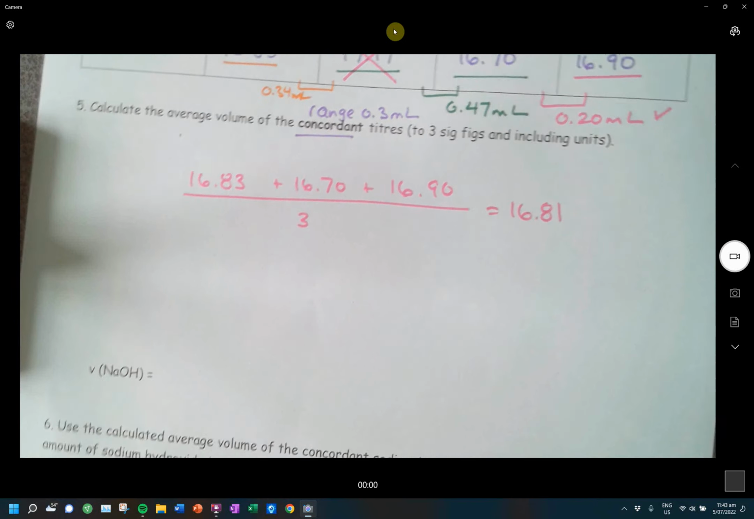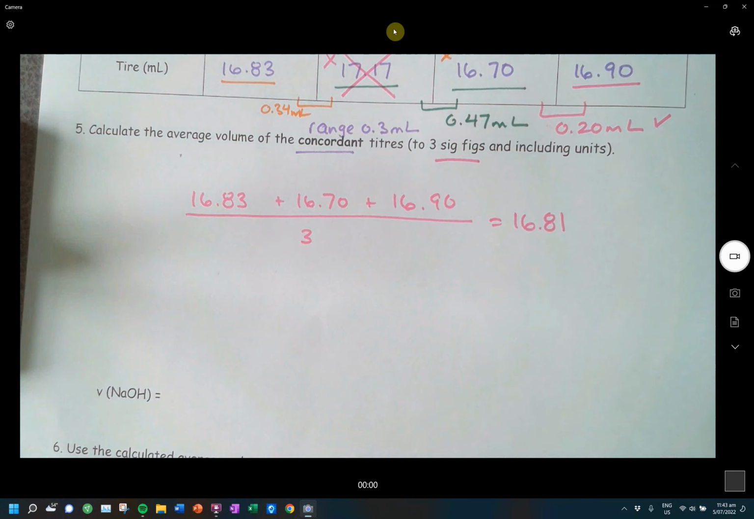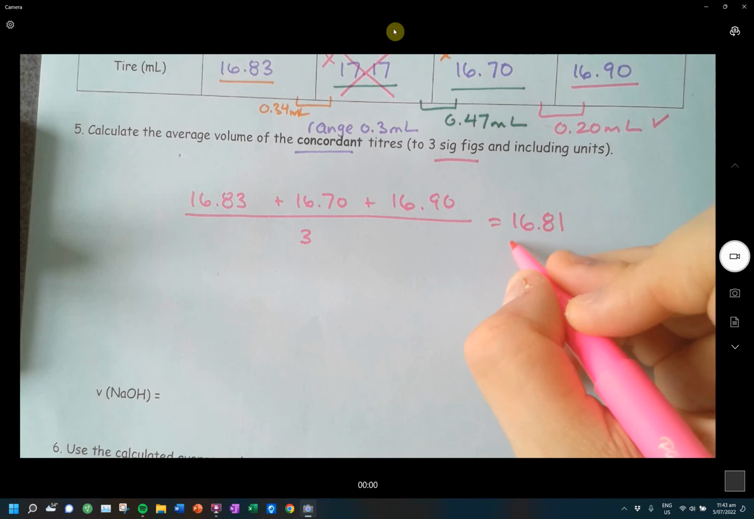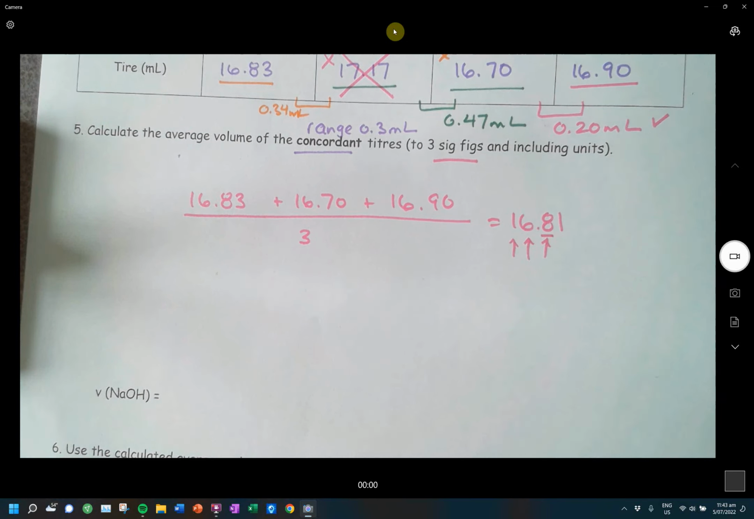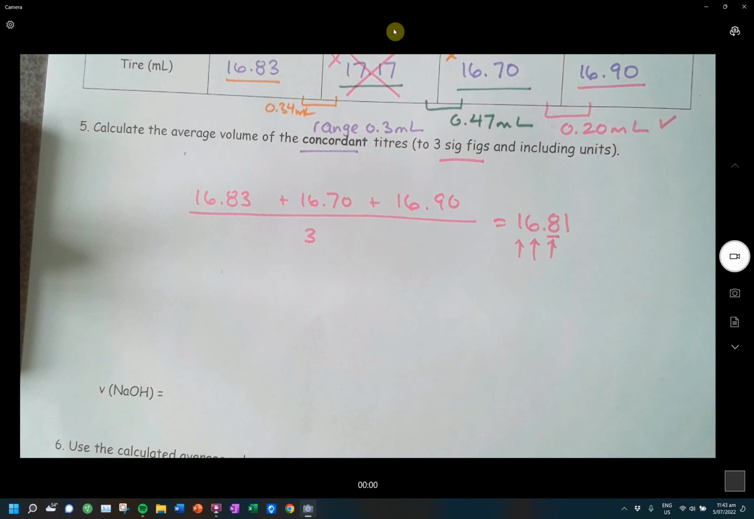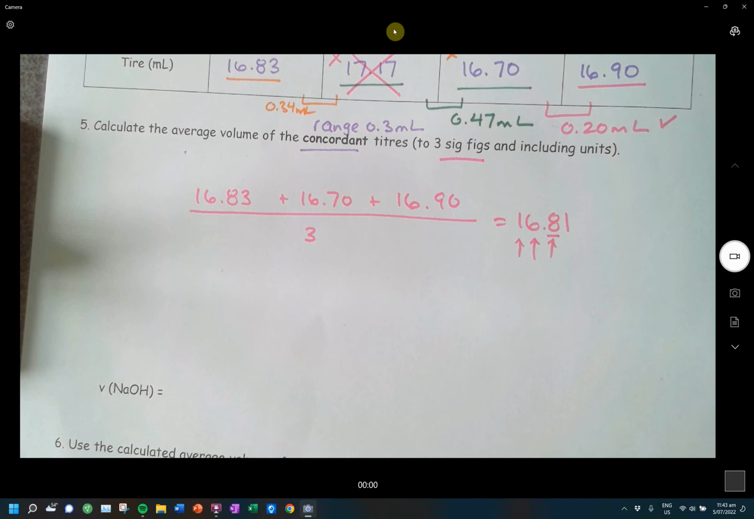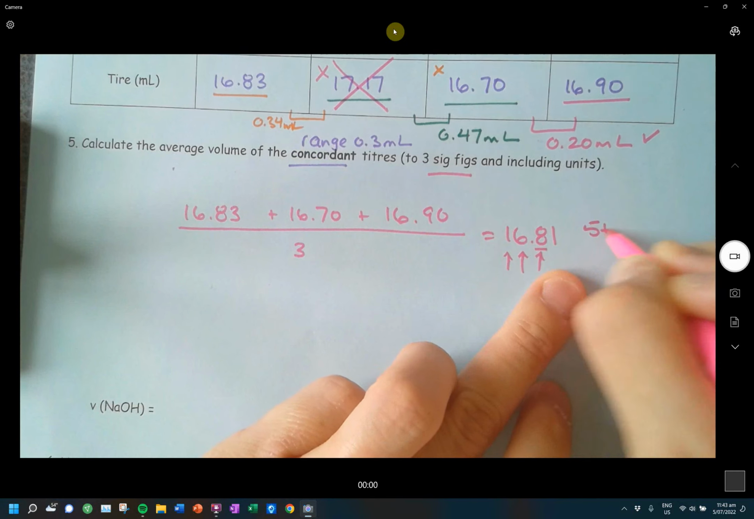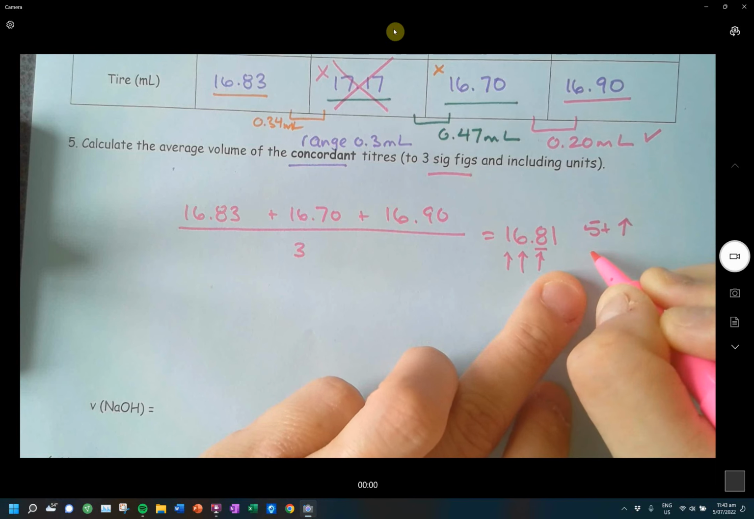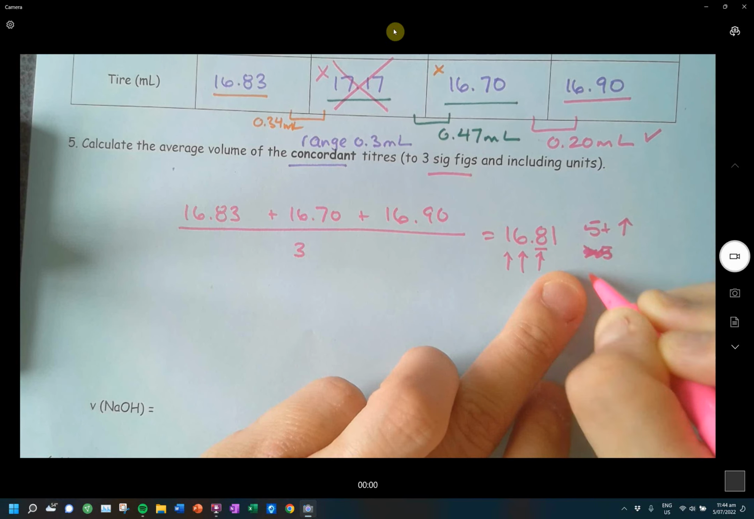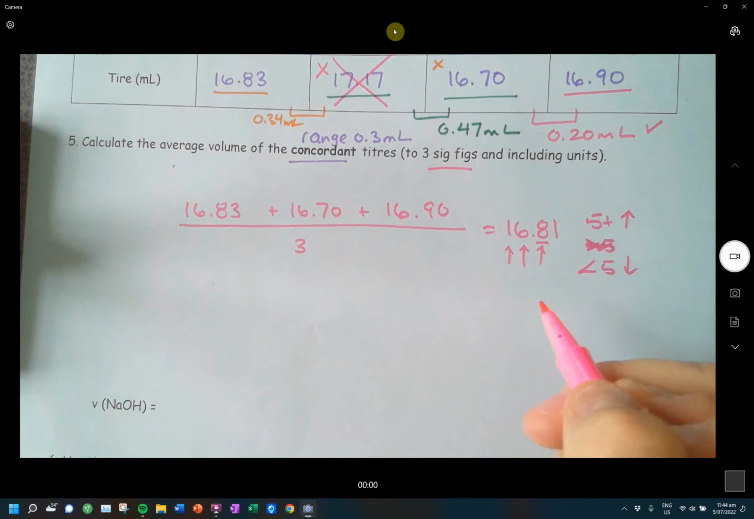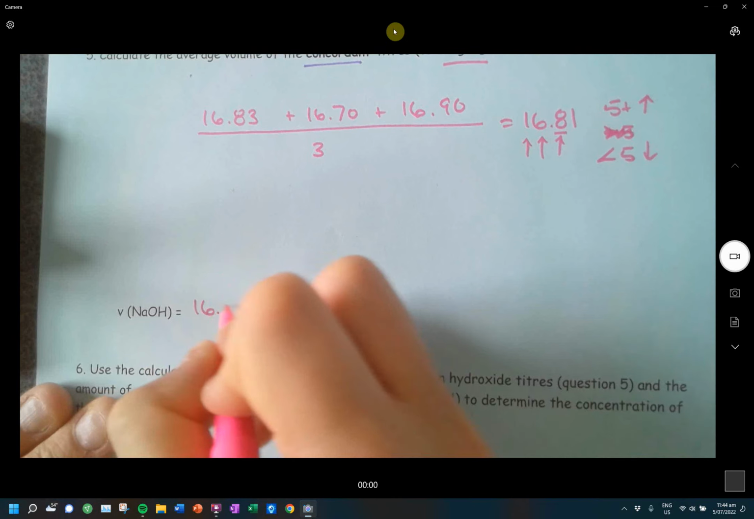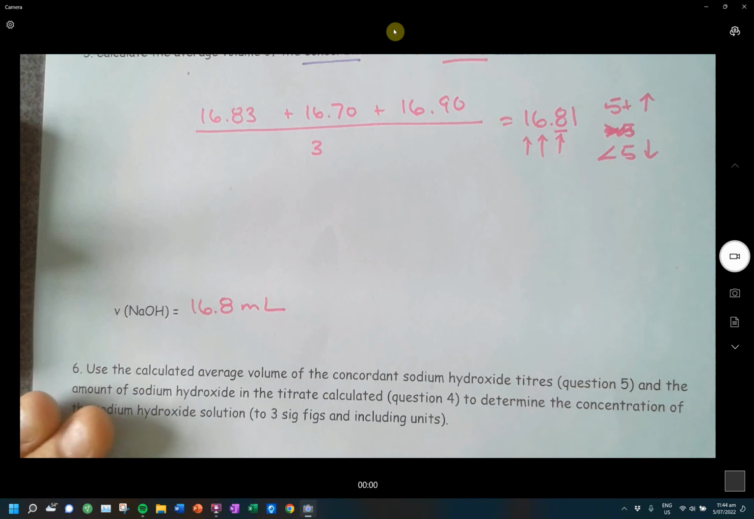Now, on this piece of paper, you notice how it says 3 significant figures? So 3 significant figures, that's your first one, that's your second one, that's your third one. So this is the one that you're going to end on, and you're going to round up or down depending on the final number. Do you guys know about rounding? So if it's 5 plus, you round up. If it's less than 5, then you round down. So in this case, it's a 1, so my final answer will be 16.8 milliliters was the average titre.